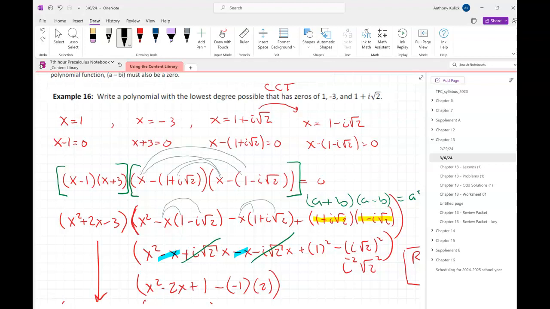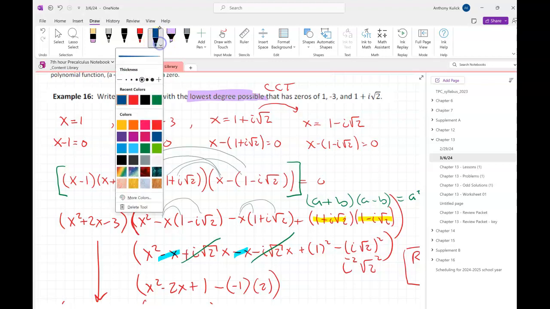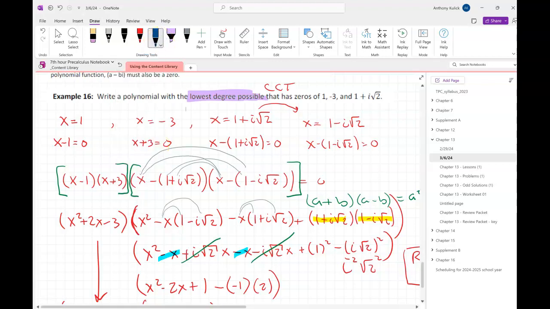Oh, there's one other thing here. When it says lowest degree possible, why do I include that? Because if you were an insane person, and none of us are insane, I hope, technically speaking, you could do like, oh, I could make that one to the 3rd, I could make that one to the 5th, and this still has all the same zeros, right?